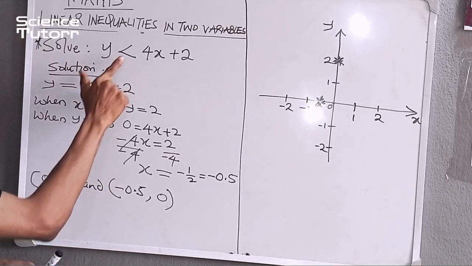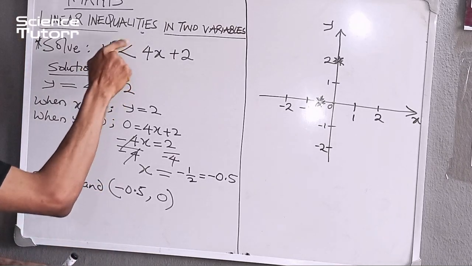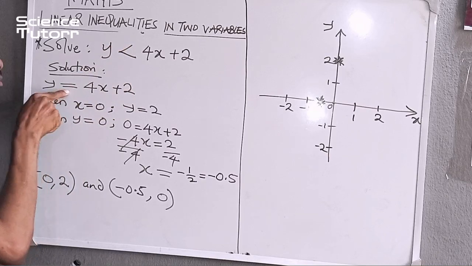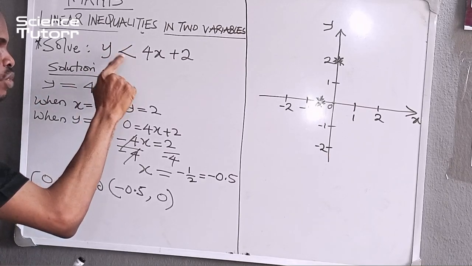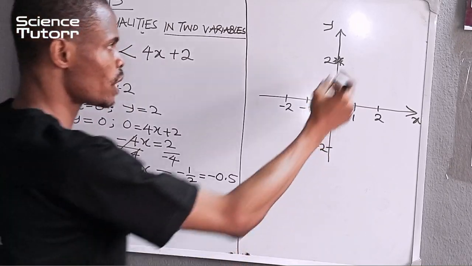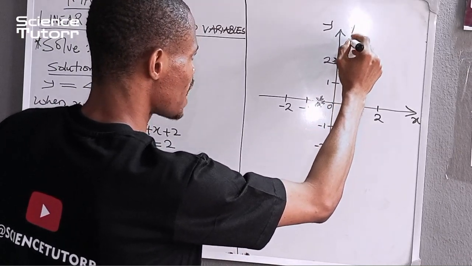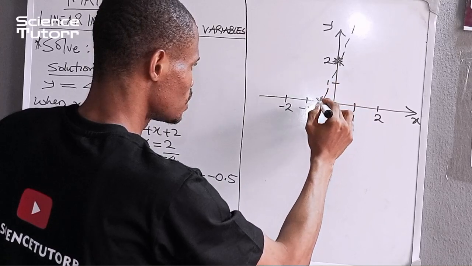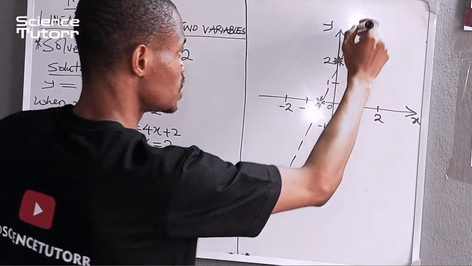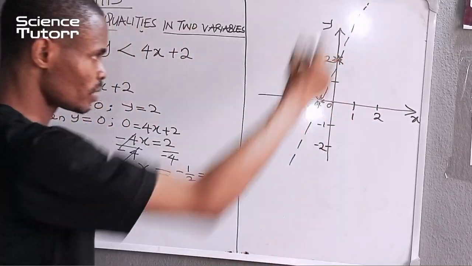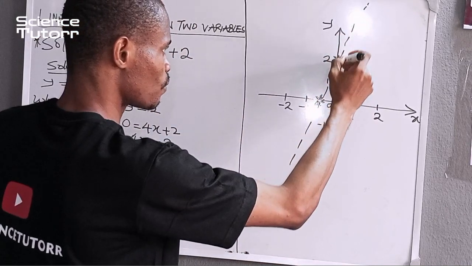But first of all, take note, we have less than. In as much as we assume equality, we have a less than. So less than simply means that we are going to be using a dashed line. So I'm going to draw my line in this form. I'm using a dashed line because it is a less than. So this is how the graph looks.